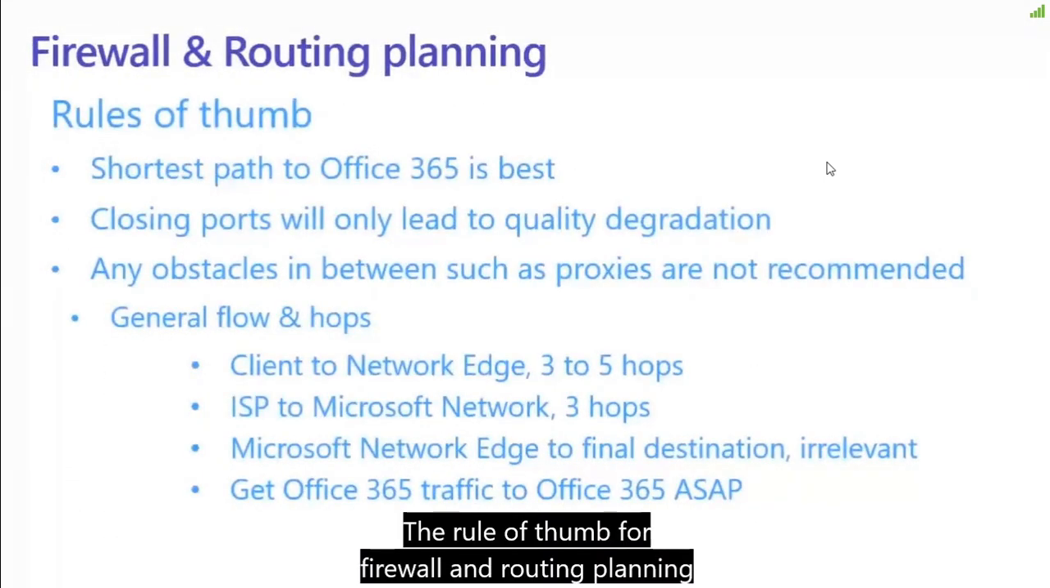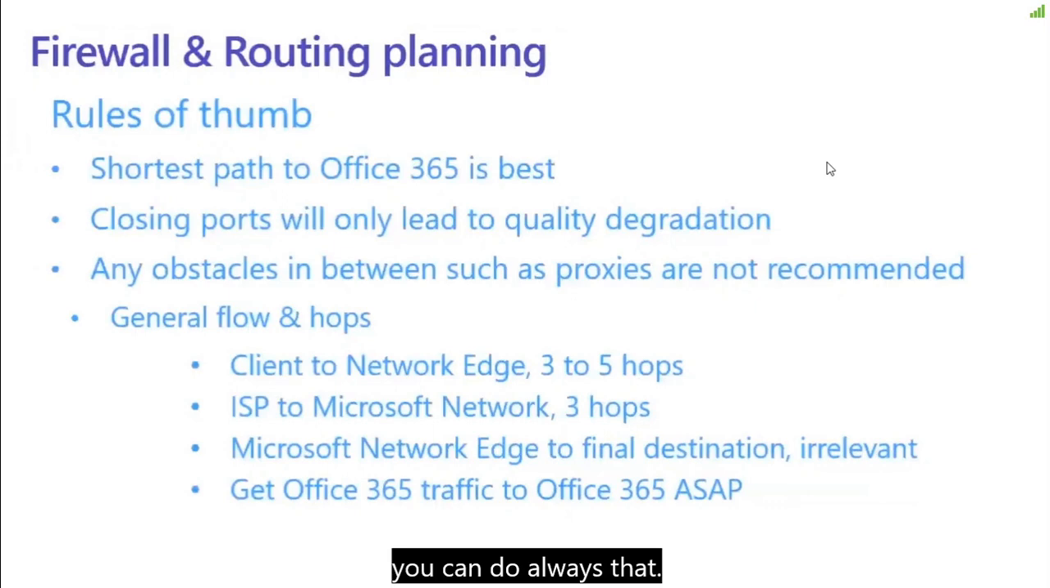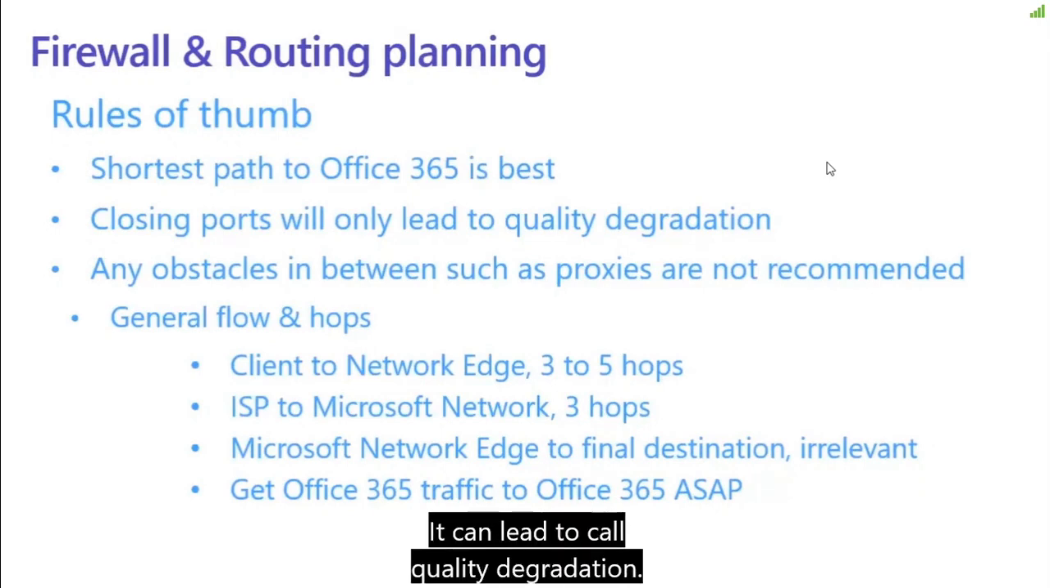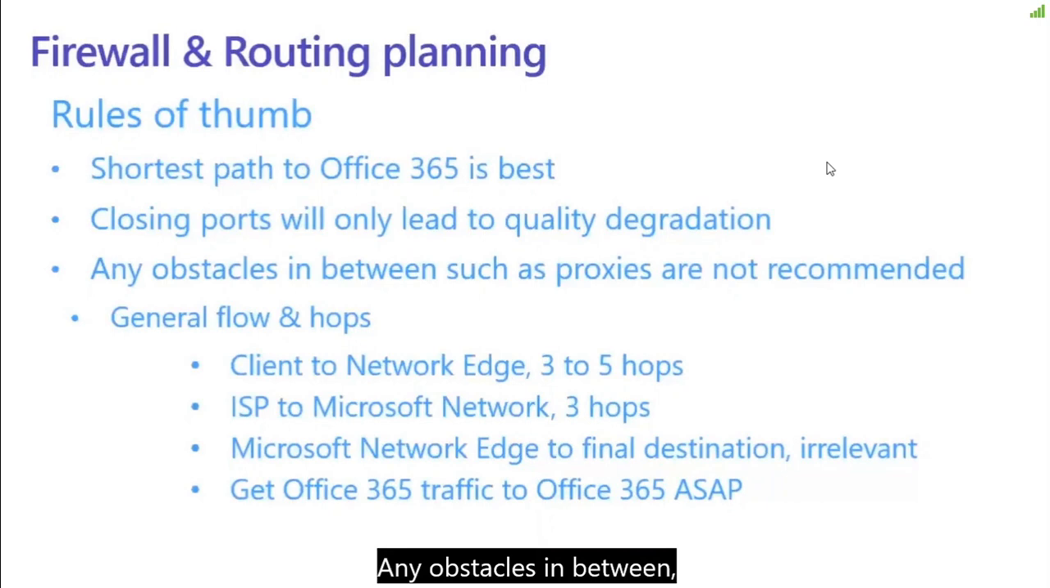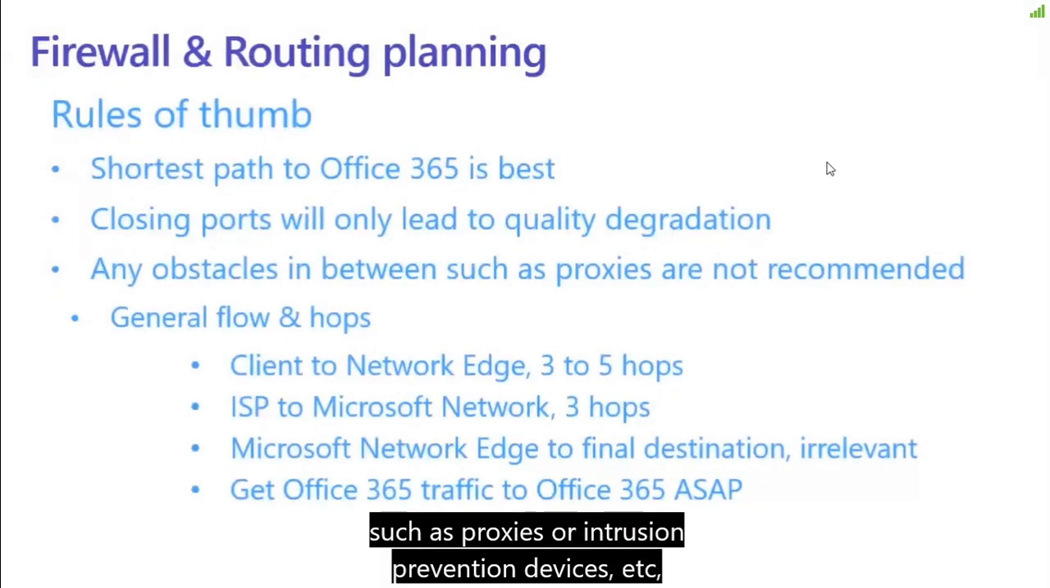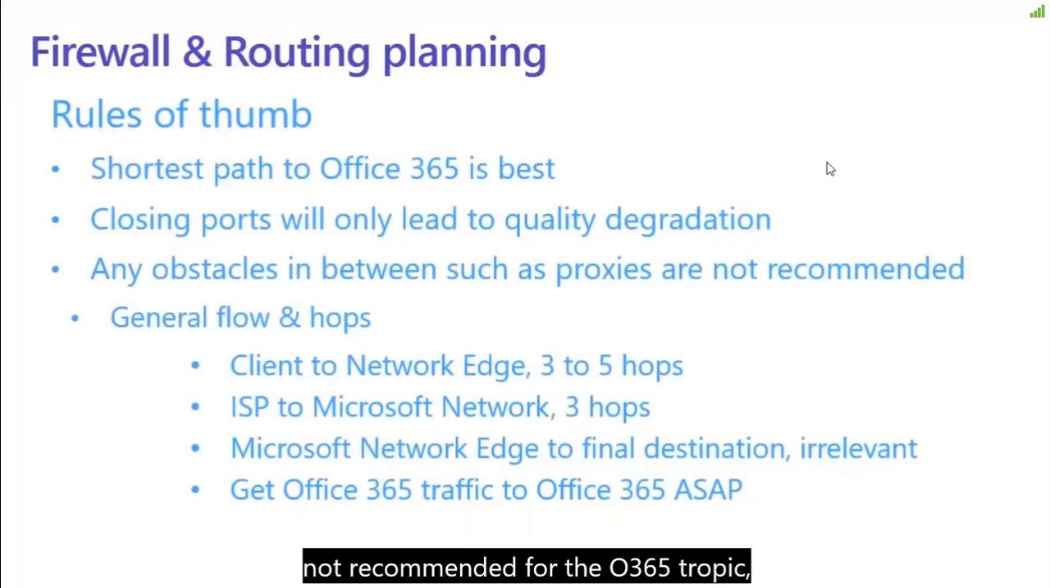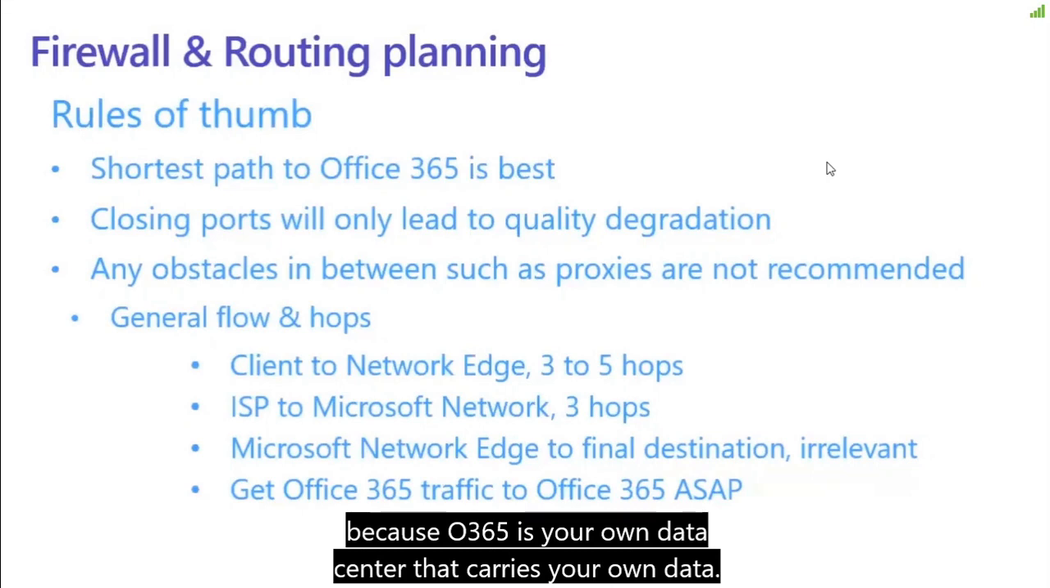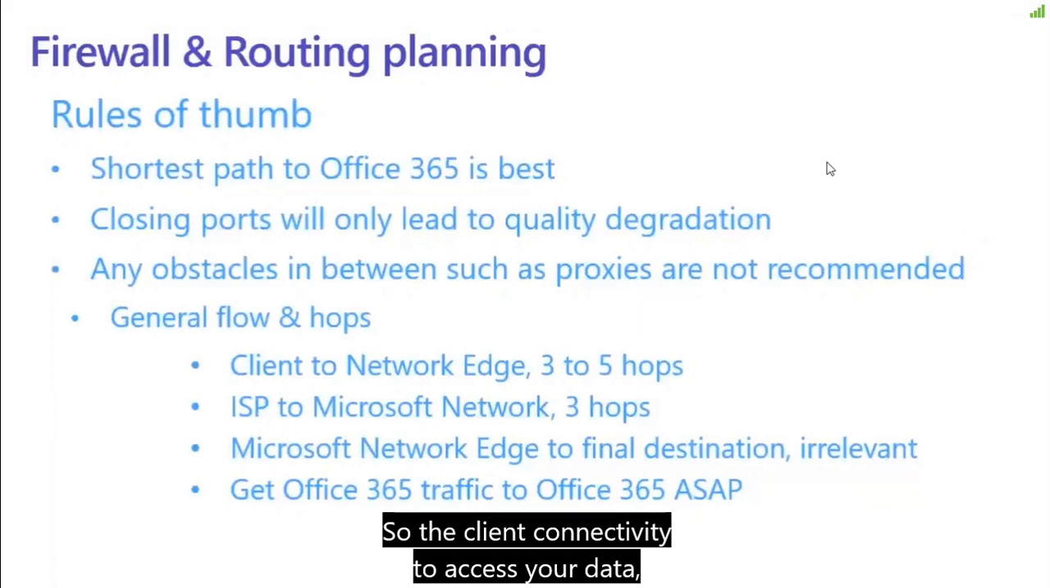The rule of thumb for firewall and routing planning is that the shortest path to Office 365 is the best thing. You can always do that. Closing ports is not good. It can lead to call quality degradation. Any obstacles in between, such as proxies or intrusion prevention devices, etc., are not recommended for the Office 365 traffic, because Office 365 is your own data center that carries your own data. So the client connectivity to access your data must not be interrupted.